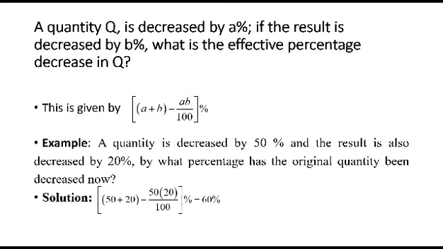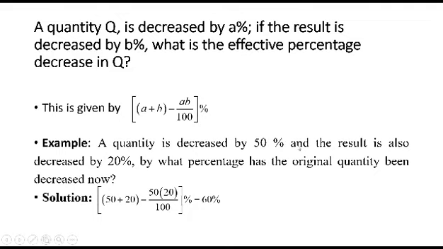In a similar vein, if a quantity is decreased by A%, the result decreased by B%, the effective percentage decrease in Q is given by A plus B minus AB over 100, that difference percent.